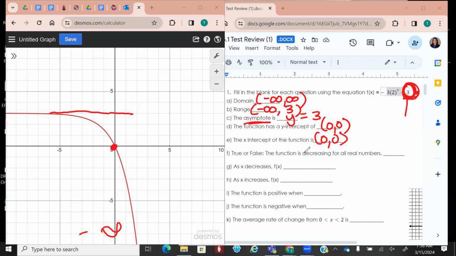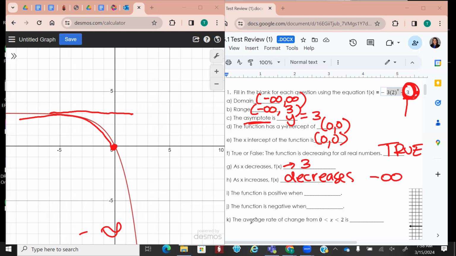The true or false, the function is decreasing for all real numbers. So is it constantly going down? Yes, true. So as x decreases, what's happening to our y values? Where are they going towards? Well, they're going towards 3. They're approaching 3. Okay. As x increases, f of x is decreasing or going to negative infinity.